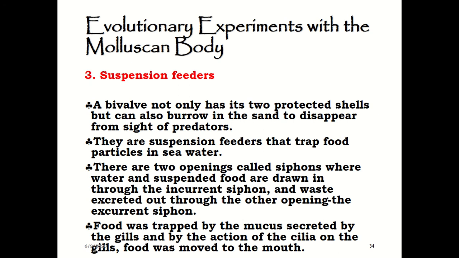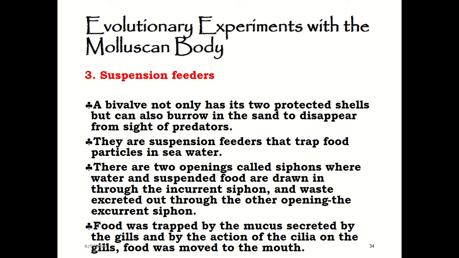Bivalvia, or the bivalve, not only has its two protective shells, such as the clam, oyster, and also the mollusk, but they can also burrow in the sand to disappear from the sight of predators. So they are suspension feeders that will trap the food particles in the seawater. They have two openings called siphons, where water and suspended food are drawn through the in-current siphon, and the waste will be excreted out through the other opening, which is the ex-current siphon.